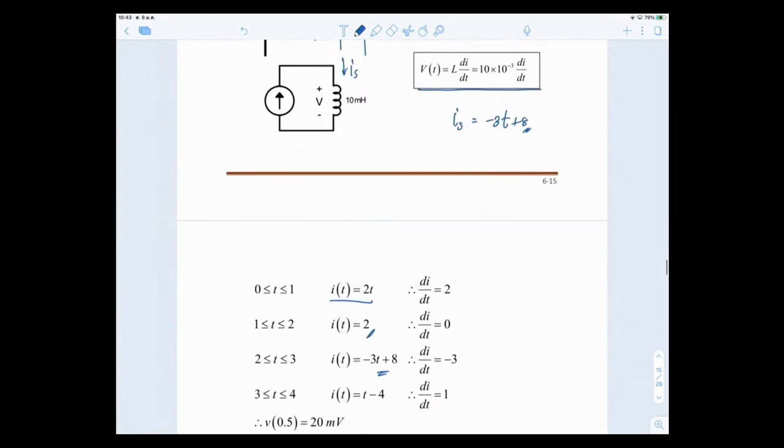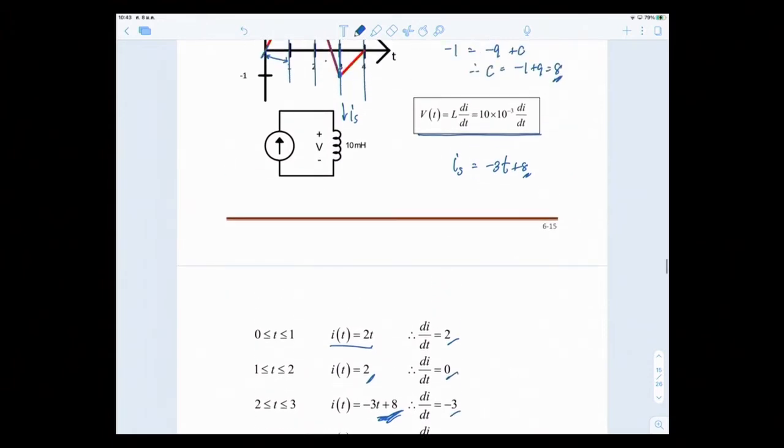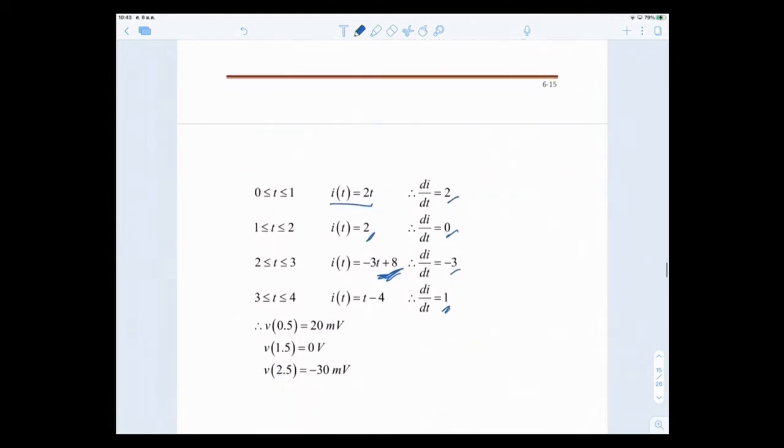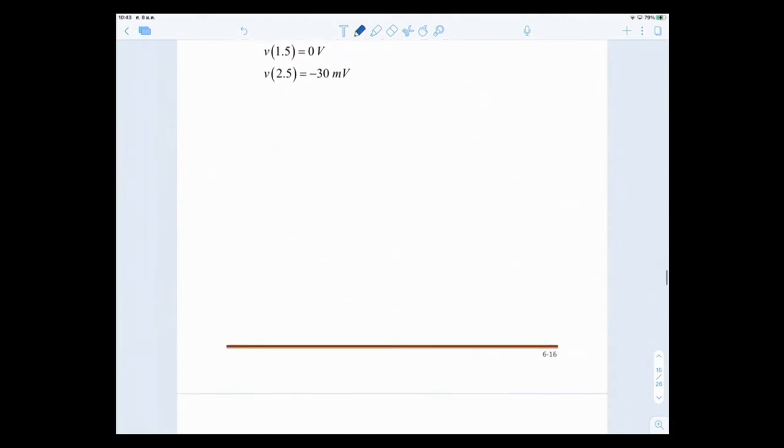See, so this is what you get. And when you differentiate all this, di dt is 2, 0, minus 3. And the last portion you can find yourself, is this one. So at the end, you'll find out what your V is according to di dt. Okay, you go and look at it.